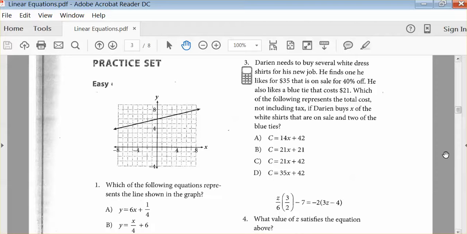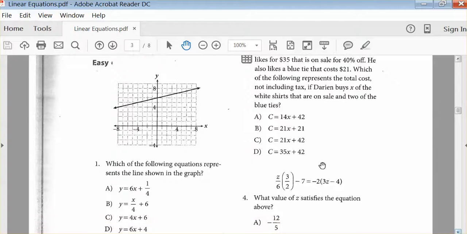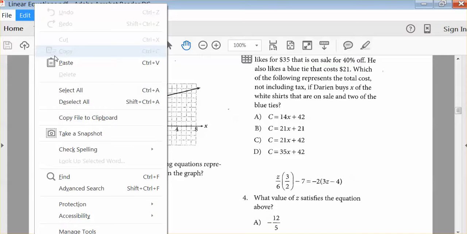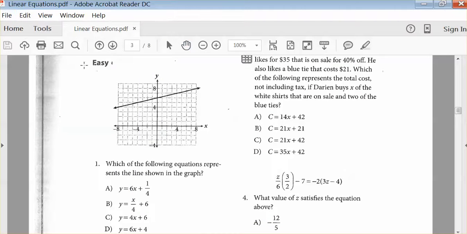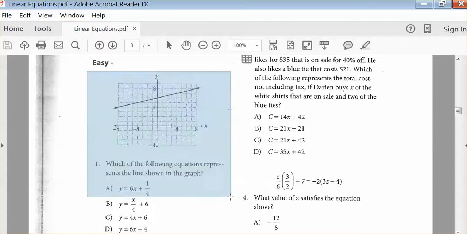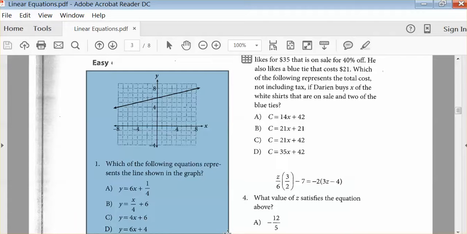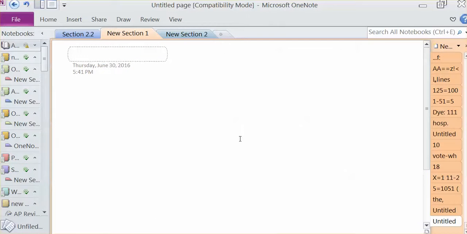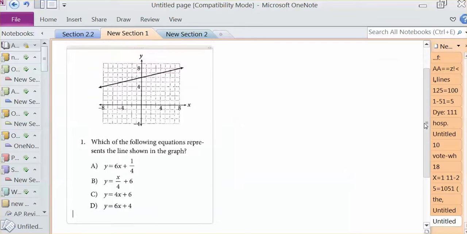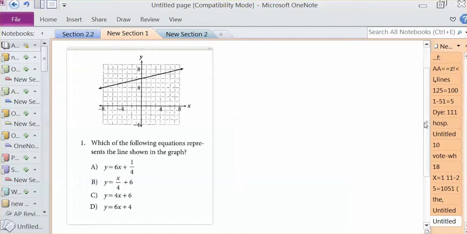So let's start with a simple one. We will do number 1. What I'm going to do is copy and paste this problem onto a program that will allow me to scribe. Perfect. So let's see what this question is asking. Which of the following equations represents the line shown in the graph?